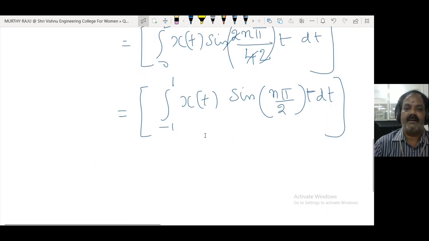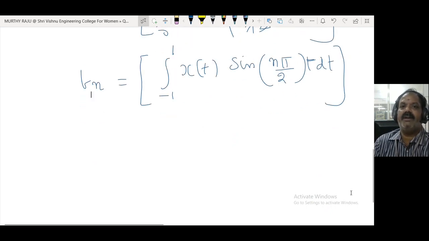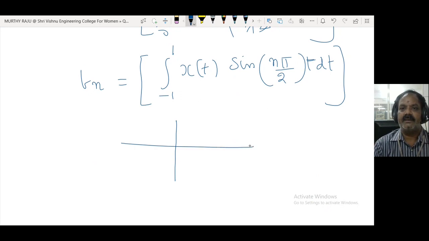This is the Bn coefficient, the Fourier series coefficient. Next, to find x of t. Here, this one is x of t. This is t, a straight line passing through the origin, here 0.